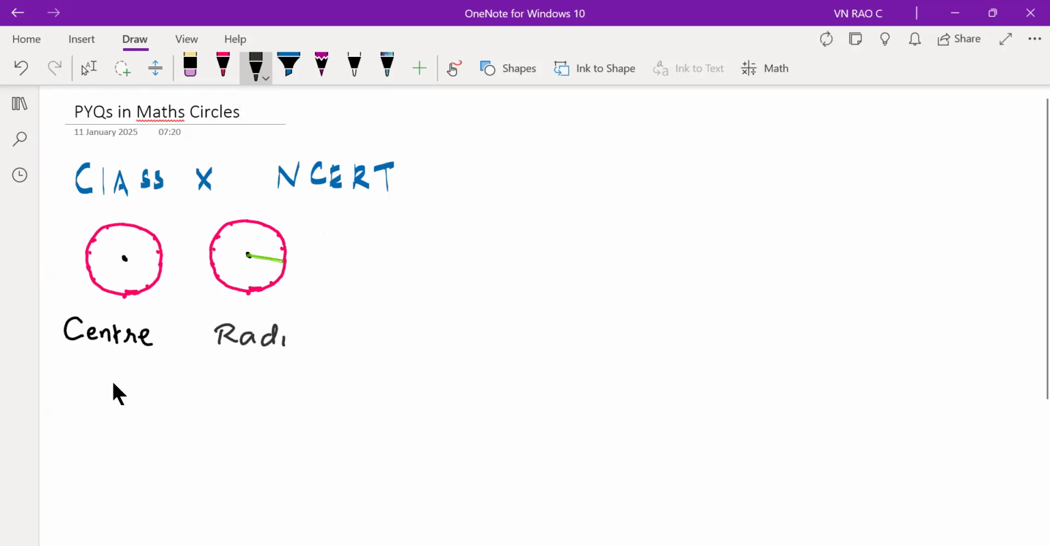Generally, the radius can be denoted by capital R or small r. The center is denoted by O. So this is O, and this portion is R or small r.